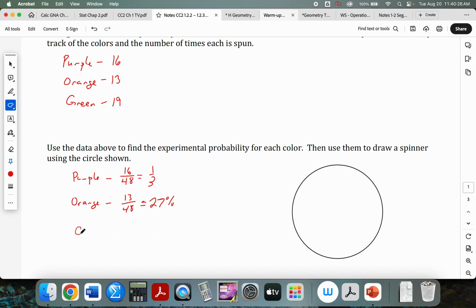And then green is 19 out of 48. Is about 39.5%.